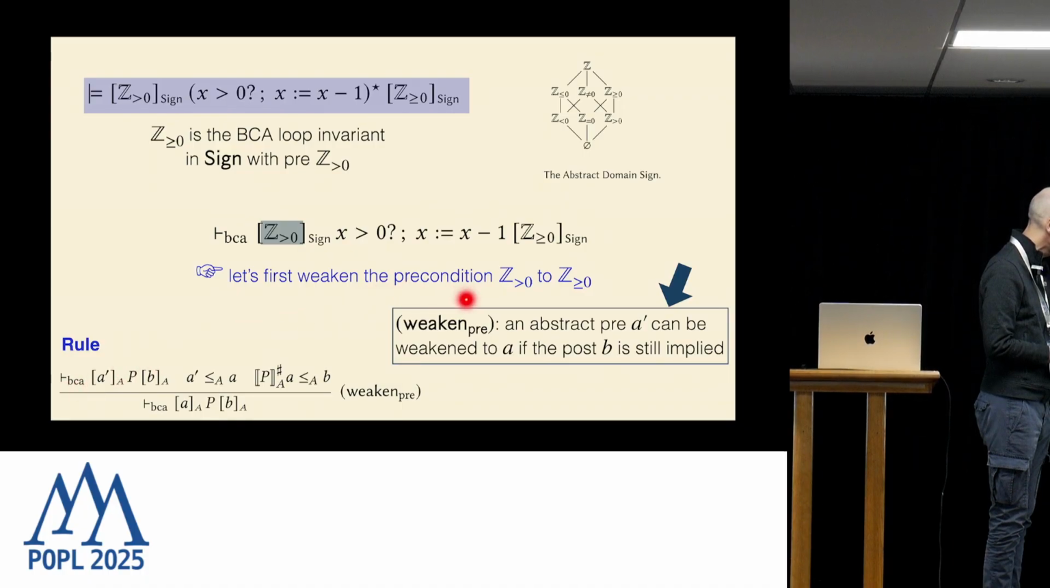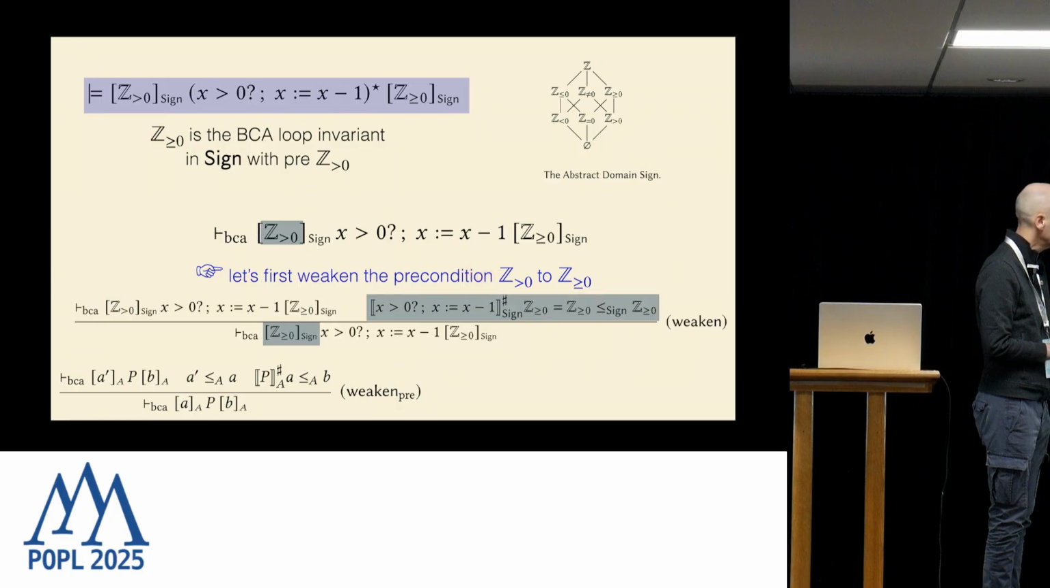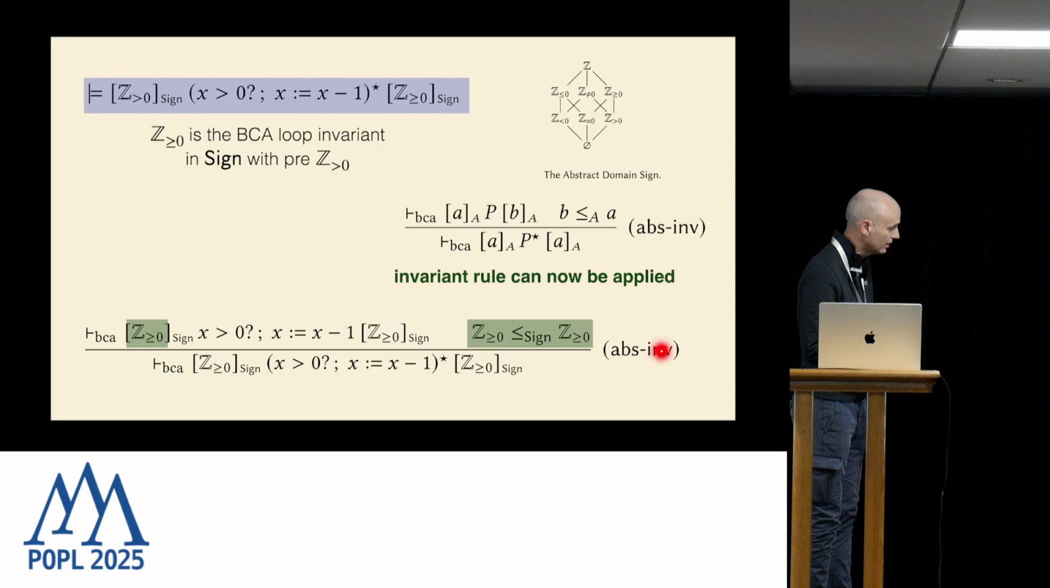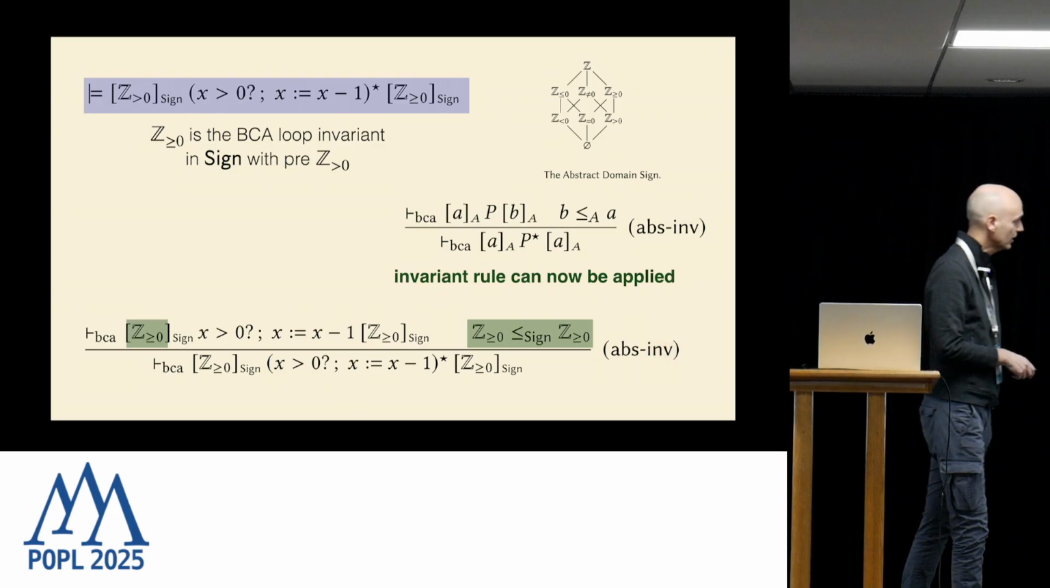The idea is that we can weaken a precondition A prime as long as the postcondition is still implied for the analysis. And so this is the case because if we analyze this body of the loop, starting from greater than 0, okay, we can imply, starting from greater than 0, greater than or equal to 0, we still imply this. And so we can weaken this greater than 0 to greater than or equal to 0. So now we have this triple, okay, using the rule of abstract invariant.